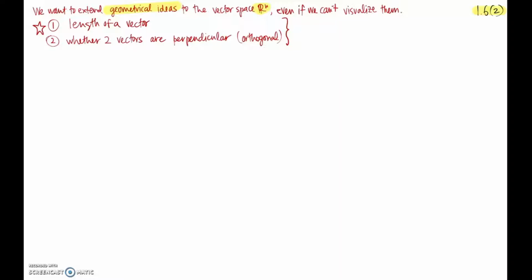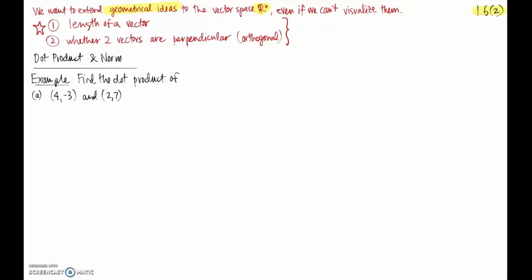So let's look at some practical examples. The first thing we're going to talk about are dot product and norm. And norm is another word for length. And in this first example, I'm going to ask you to find something that I haven't even told you what it is yet. So find the dot product of these two vectors, 4, negative 3, and 2, 7.